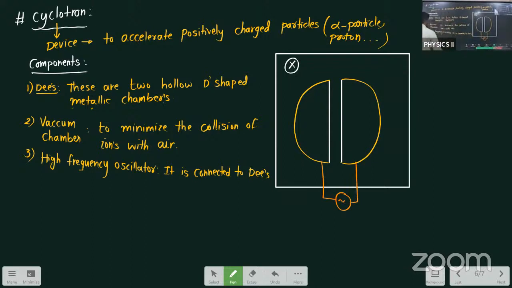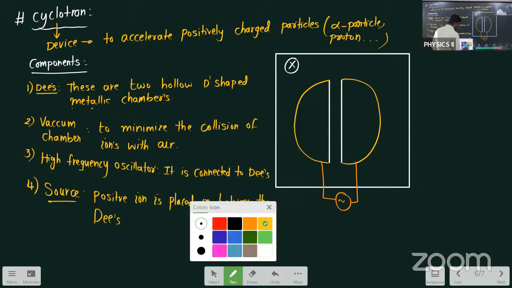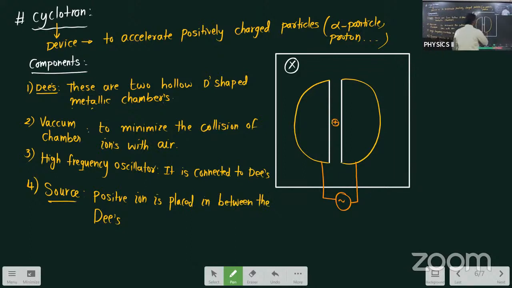So this high frequency oscillator is connected to the Ds. And the final component, the fourth one, is the source. What is the fourth thing required? Source. So we are taking a positive ion placed in between the Ds. I am taking one positive ion source and placing it somewhere here. So this is the construction, or the components, of the cyclotron.